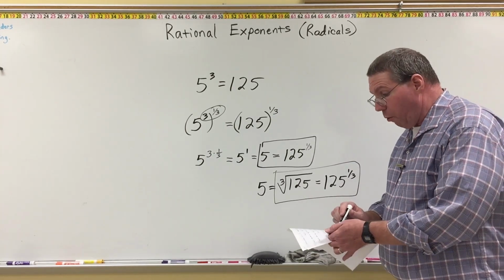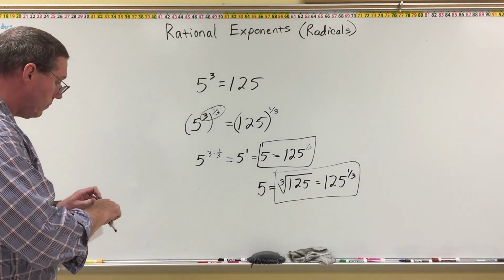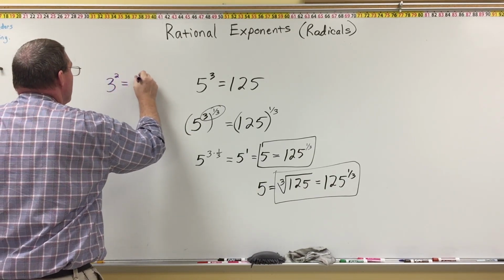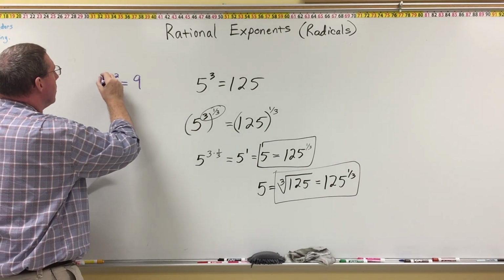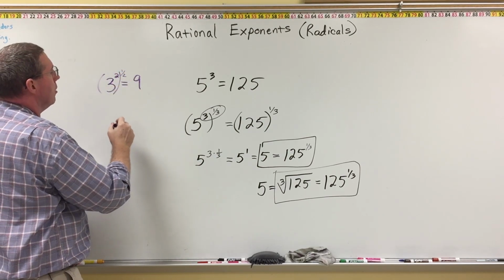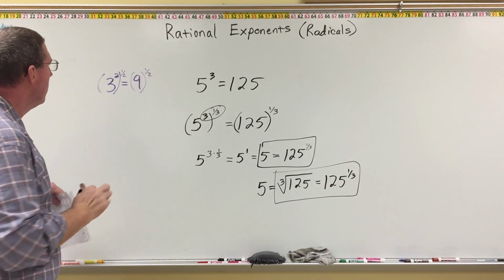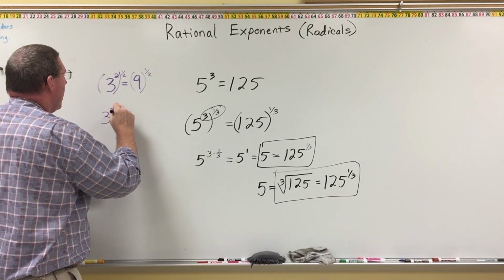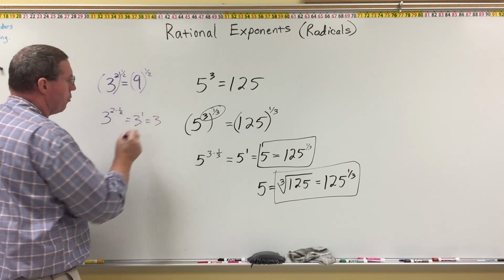Now, let's work with something that you may be a little more familiar with, and we'll do the exact same thing. You know that 3 squared is equal to 9, right? Well, if we take this 3 to the 2nd power and raise it to the 1/2 power, and do the same thing to the 9, raise it to the 1/2 power, this becomes 3 to the power of 2 times 1/2, which equals 1. This is 3 to the 1st power, which is also 3.